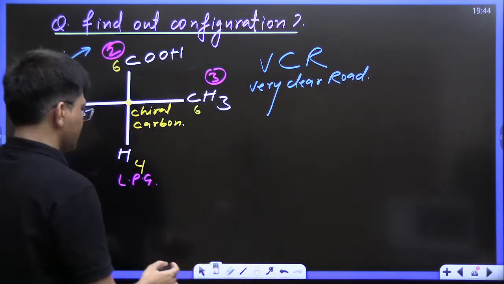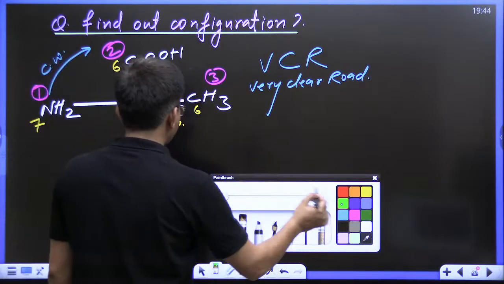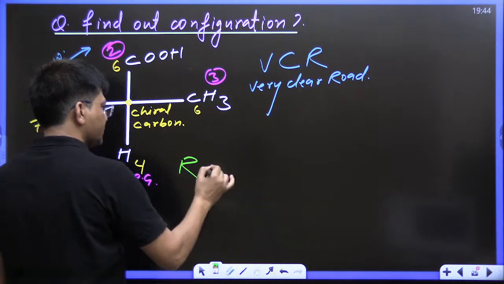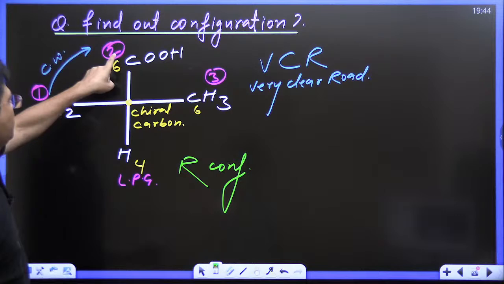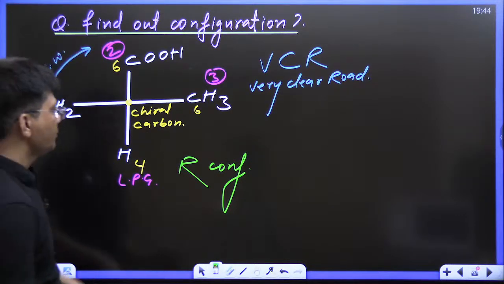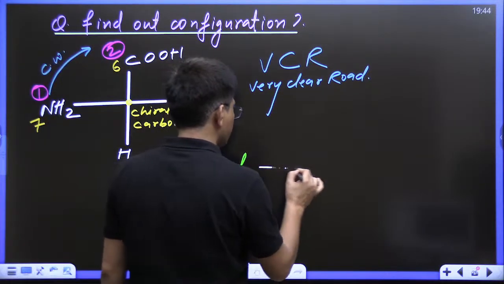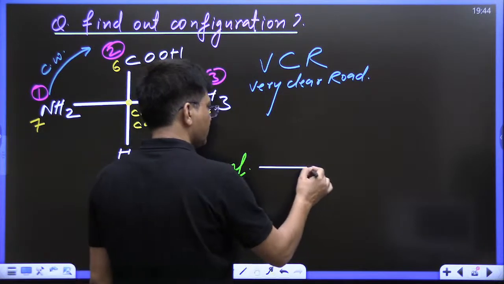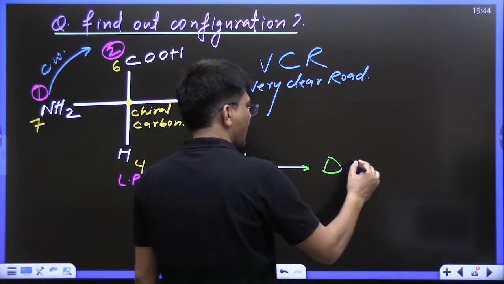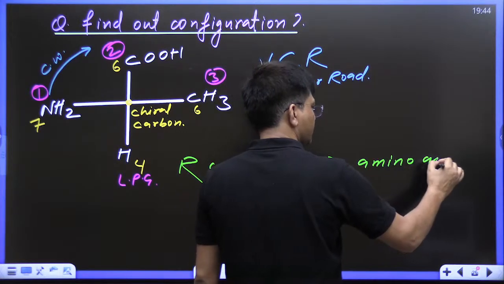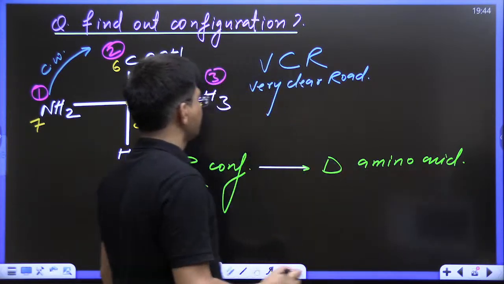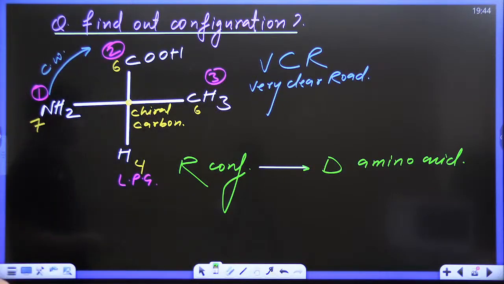Now, you see this compound has R configuration, and what I have told you, according to the CIP rule, this is on second position. For R, we will write this is following D configuration. So the answer is, this is D amino acid. I hope this is clear to all of you. This is crystal clear to each and everyone.